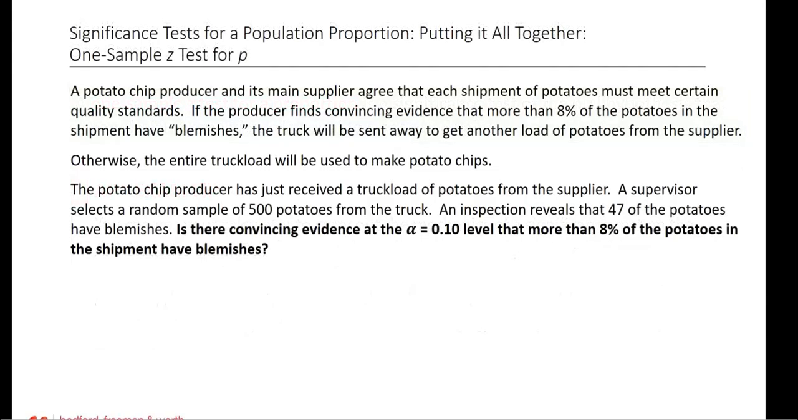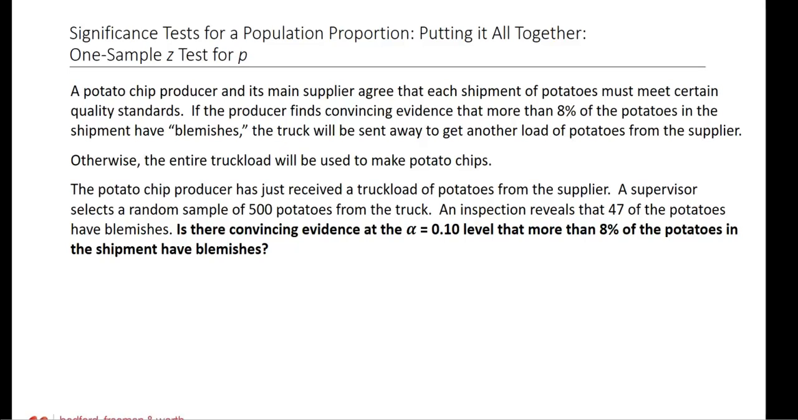Okay, a potato chip producer and its main supplier agree that each shipment of potatoes must meet certain quality standards. If the producer finds convincing evidence that more than 8% of the shipment have blemishes, the truck will be sent away to get another load of potatoes from the supplier. Otherwise, the entire truckload will be used to make potato chips. They have standards. The potato chip producer has just received a truckload of potatoes.